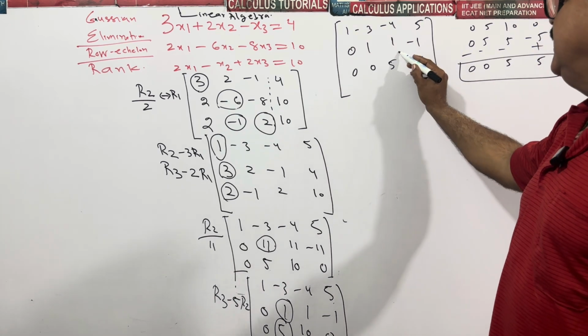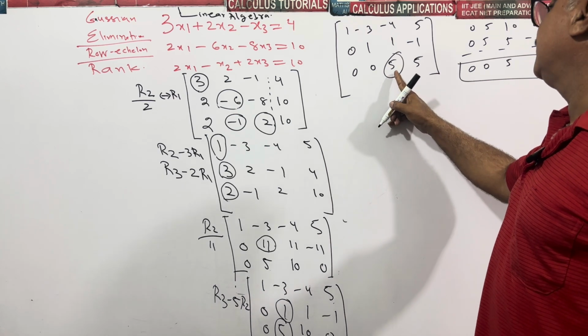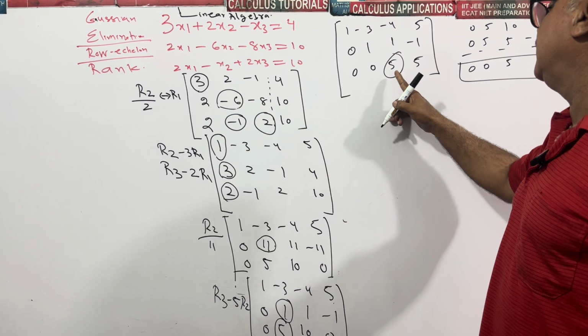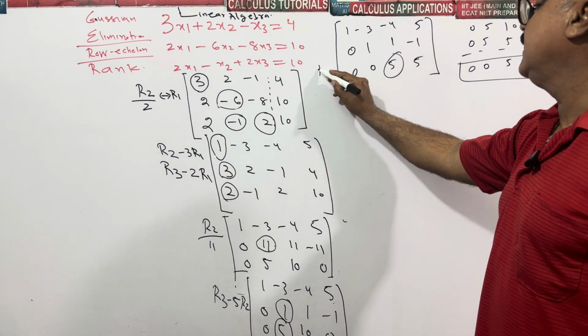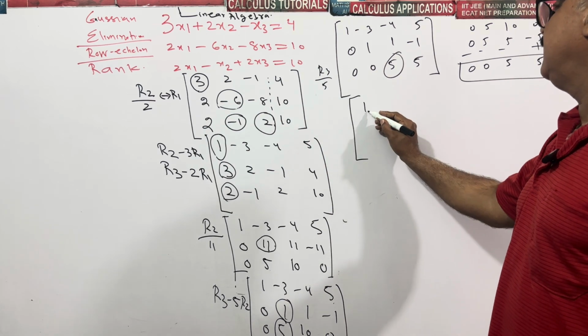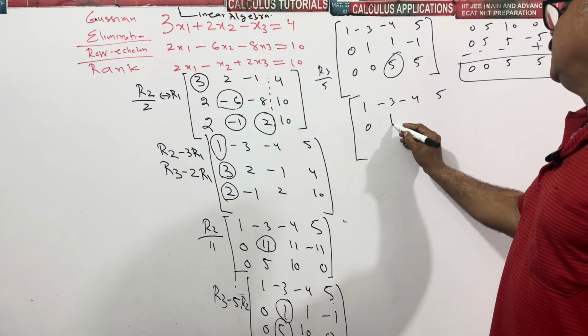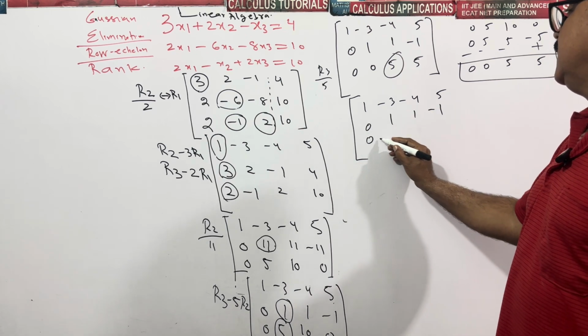Now we need one here. Our third row, third column entry. We need one here. R3 divided by 5. So eventually we have 1, minus 3, minus 4 and 5; 0, 1, 1, minus 1.